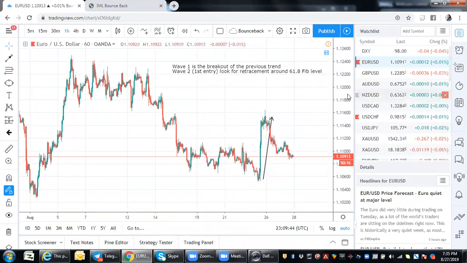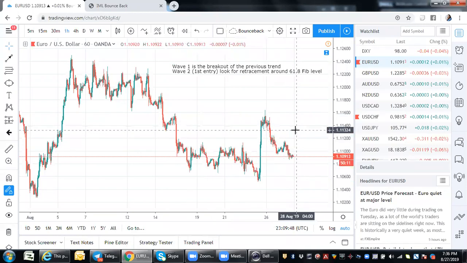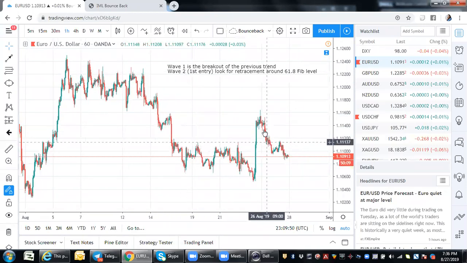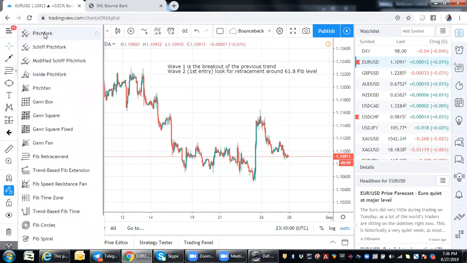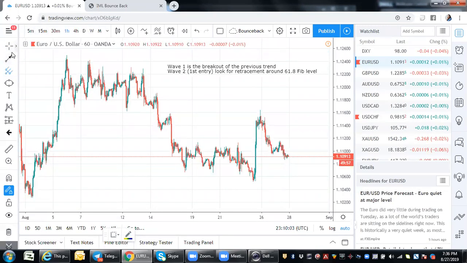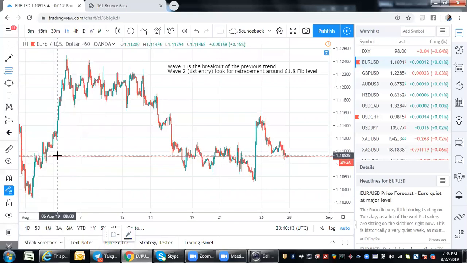All right, so note takers, we're looking for entry, wave 2. Wave 2 is the retracement. So you get a breakout, wave 1, and wave 2 is the retracement. When you're using the Fibonacci retracement, where do you find it? If you look on the left, you will see that you have a pitchfork. You click the arrow next to that, you scroll all the way down, and you have Fibonacci retracement, right?